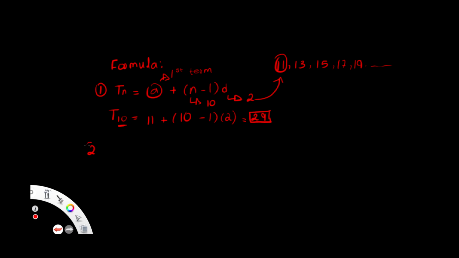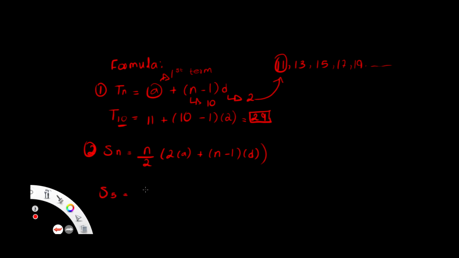The second formula that we can use is to find out the sum of the n number of terms. So Sn equals n upon 2, 2 into a plus n minus 1 into d, and bracket close. So let's say I want to find out the sum of 11, 13, 15, 17, and 19. So 1, 2, 3, 4, 5. The sum of these 5 terms.